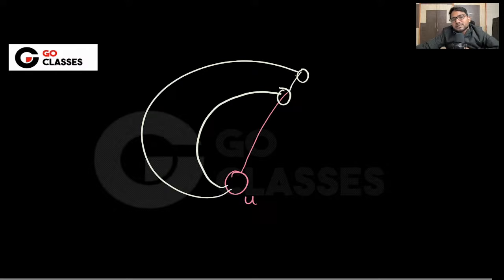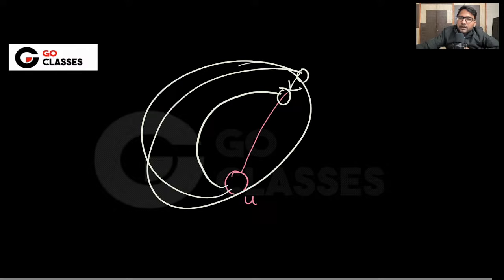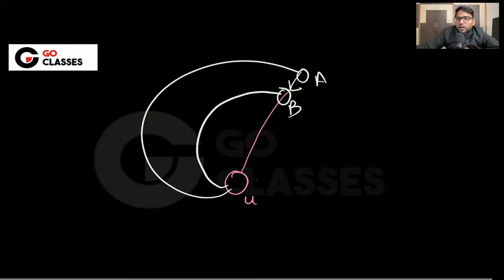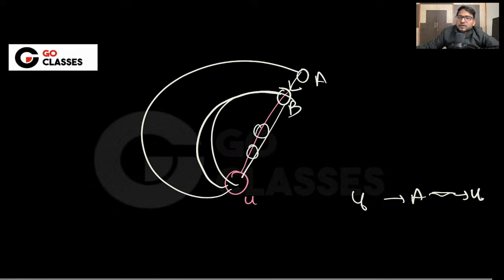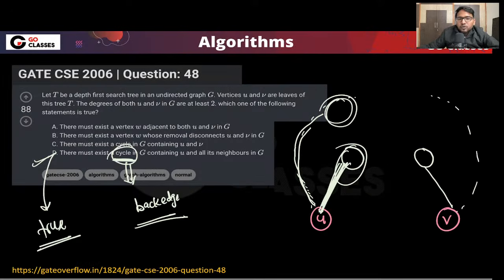If there are multiple back edges, there will be multiple cycles, which means here, let's suppose this is A, this is B, this is U. So you start with U, and then go to A, and then there's an edge from A to U, right? This is one cycle. If there are multiple neighbors, there are multiple cycles, right? This U, B, and whatever in between, this is another cycle. So anyway, the back edge must be there because cycle means back edge, right? So the back edge must be there.